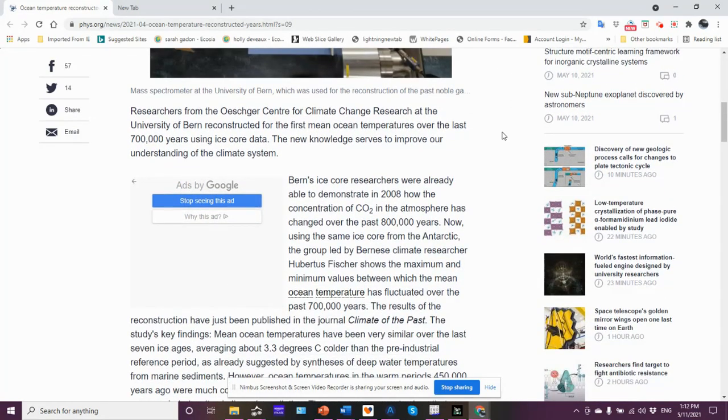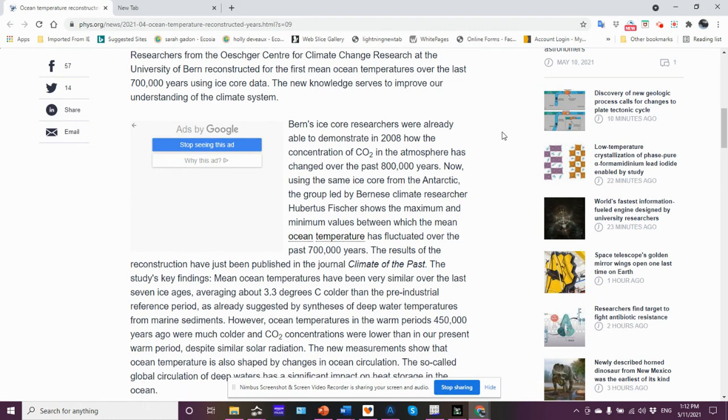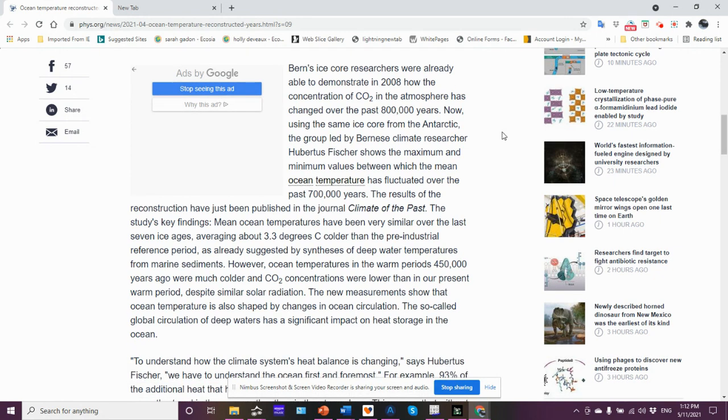Researchers from the Oeschger Center for Climate Change Research at the University of Bern reconstructed for the first time mean ocean temperatures over the last 700,000 years using ice core data. The new knowledge serves to improve our understanding of the climate system. Bern's ice core researchers were already able to demonstrate in 2008, 13 years ago, how the concentration of CO2 in the atmosphere has changed over the past 800,000 years.